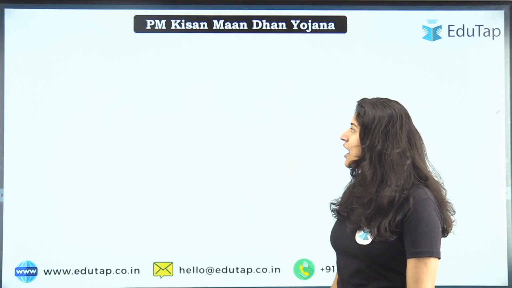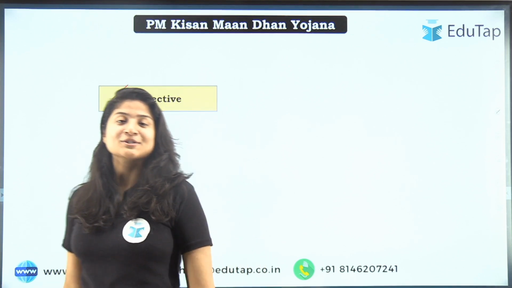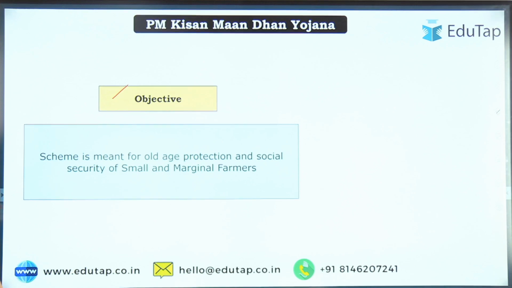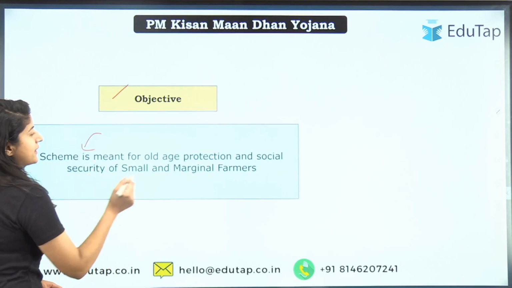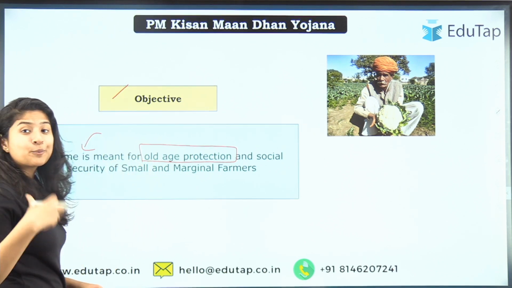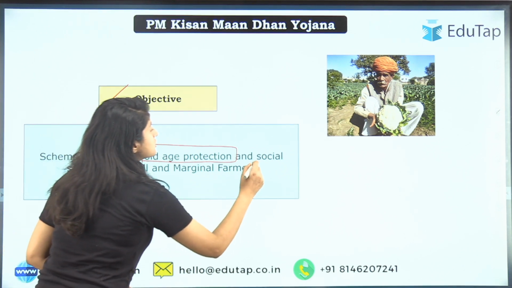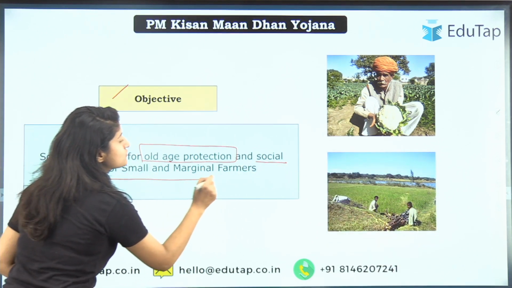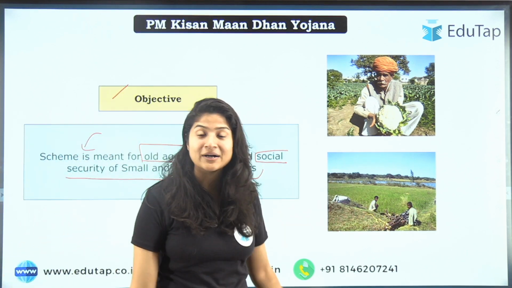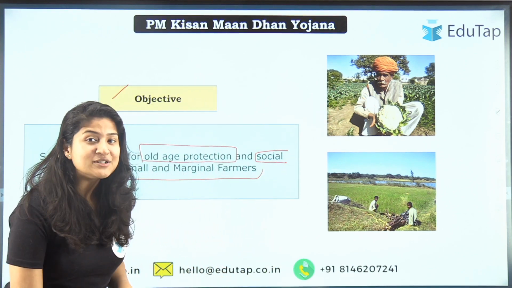Let's move ahead and now look at the objective of this particular scheme. The simple objective is that this scheme is meant for old age protection, so as to protect the people who have now reached old age, and also social security for small and marginal farmers. So there is security for these small and marginal farmers once they reach retirement age. Alright, so this is the objective of the scheme.